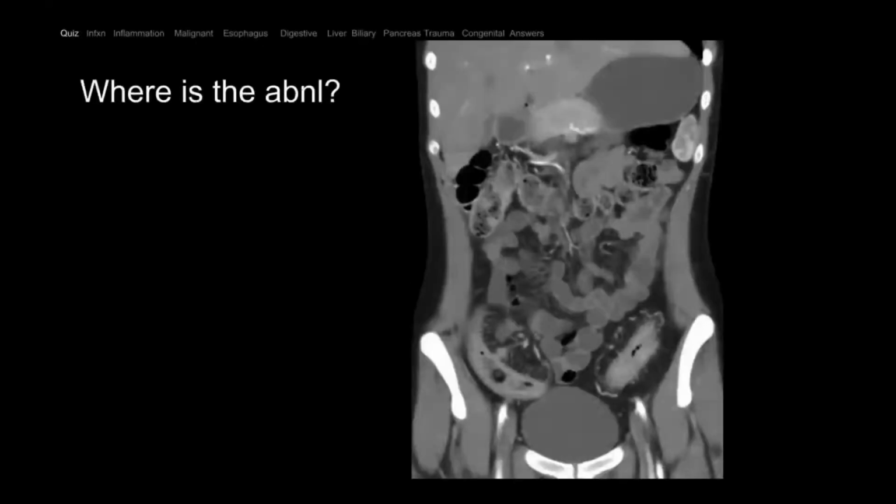Okay, let's keep going. Where is the abnormality? Young patient with abdominal pain. Which segment of the small bowel is abnormal? The jejunum, the ileum, the duodenum, or all of it? Not sure. Okay, that's reasonable.